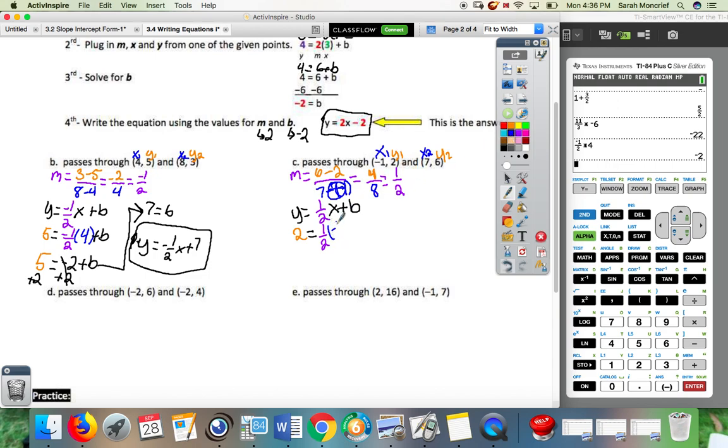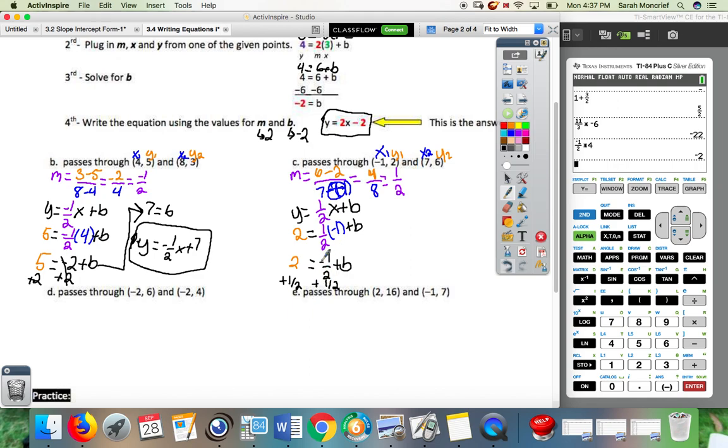times negative 1 plus b. 1/2 times negative 1 plus b. Now what is 1/2 times negative 1? That is correct. It is negative 1/2. So plus b is equal to 2. Now what do I got to do to get b by itself? You're right, I got to add the 1/2 to both sides.